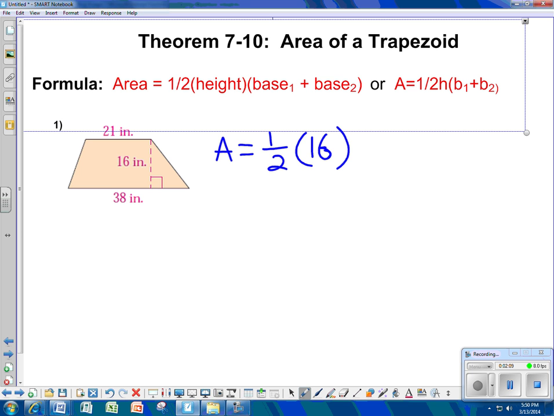Now really base 1 and base 2 could be either parallel line. The parallel lines are located, on our example, at the top and bottom. So we're going to be using both the bottom value, 38 inches, we'll call that base 1, and the top value, 21 inches, we'll call that base 2. Now I could have chosen 21 to be base 1 and 38 to be base 2. It really does not matter which one you label as 1 and 2. But we are going to add those values together and multiply that by what we already have in our equation.